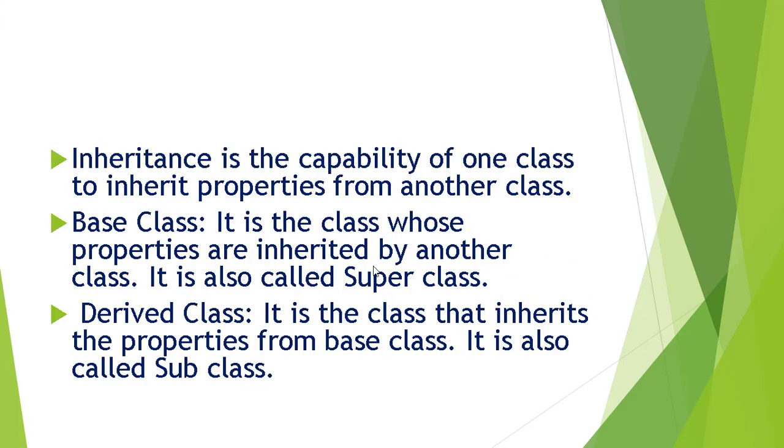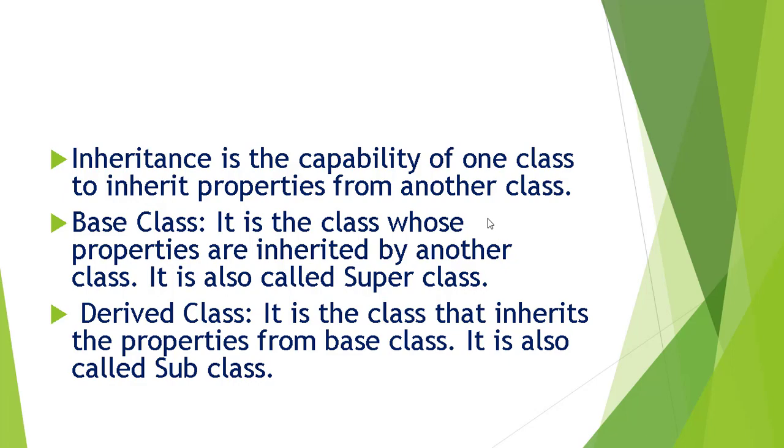So what is inheritance? Inheritance is a capability of one class to inherit the properties from another class. When there are two classes, the properties of one class will be inherited by the other class. Then we call it inheritance. There are two classes here. One is base class and the other one is derived class.